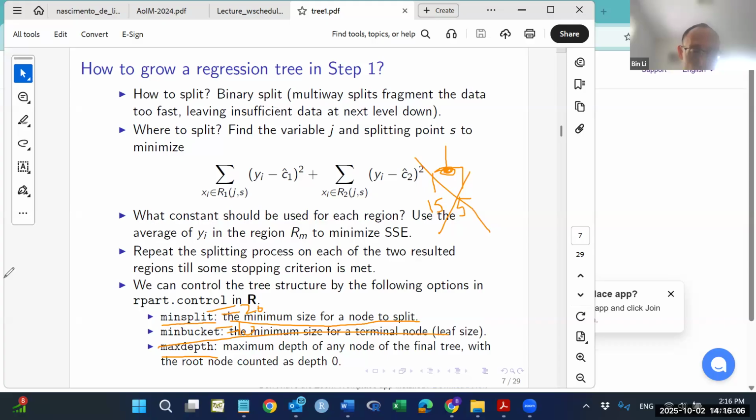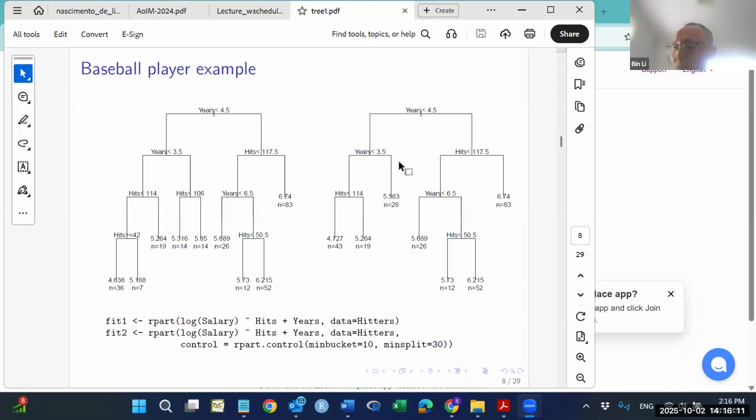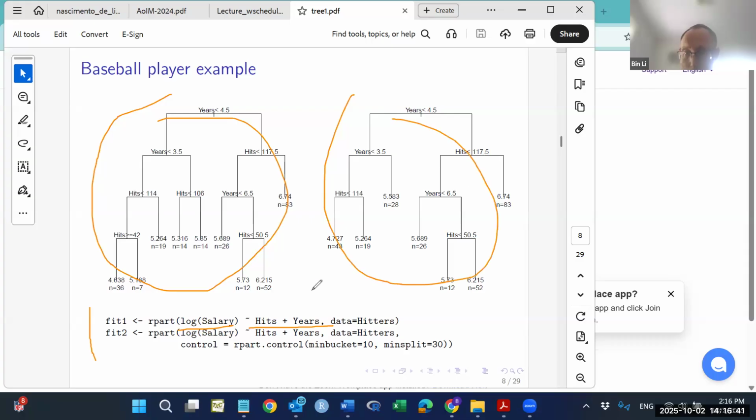Okay, and then after we stop here, we move to step 2. But before we go to step 2, let's see an example. So this is the baseball player salary example. I fitted two trees using the rpart function, from the rpart library. We have the log of the salaries, based on the hits and the years. So this shows the first tree, and this shows the second tree.